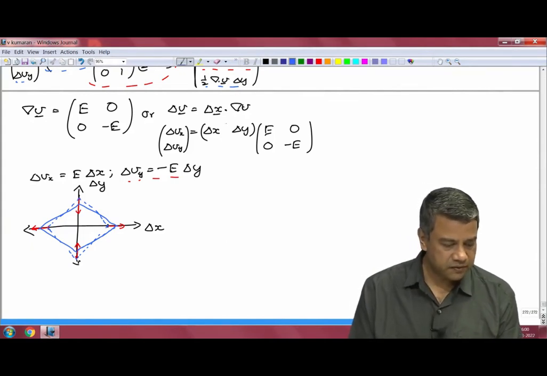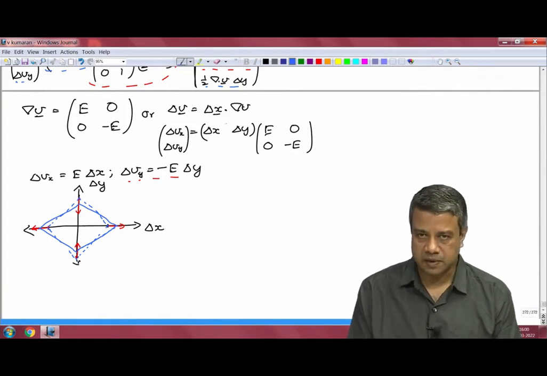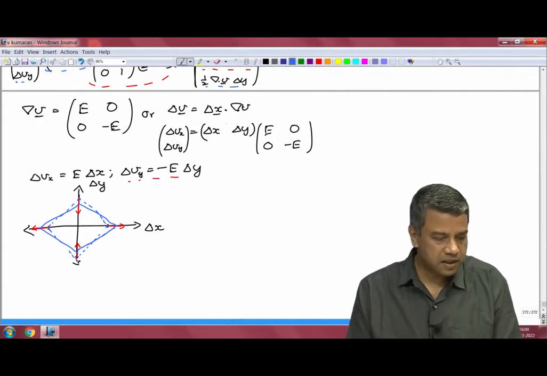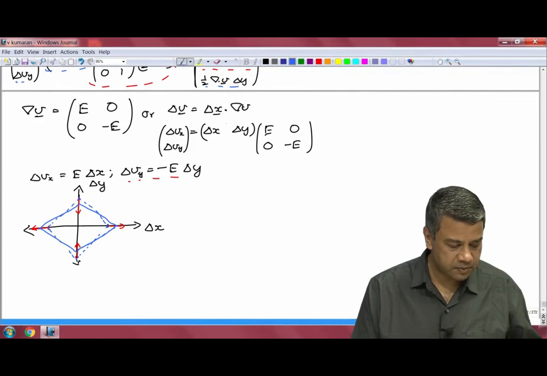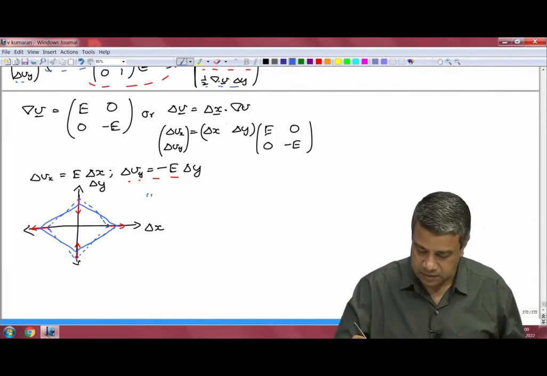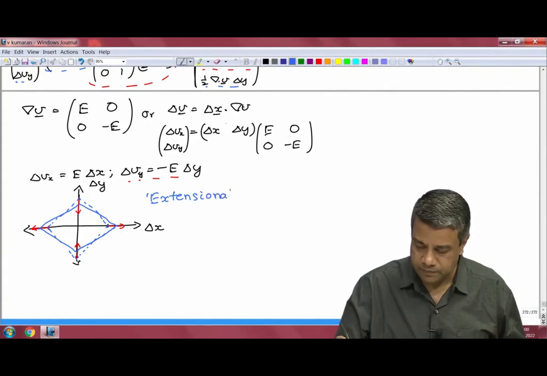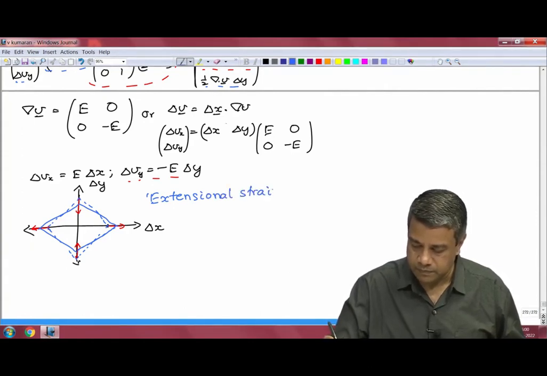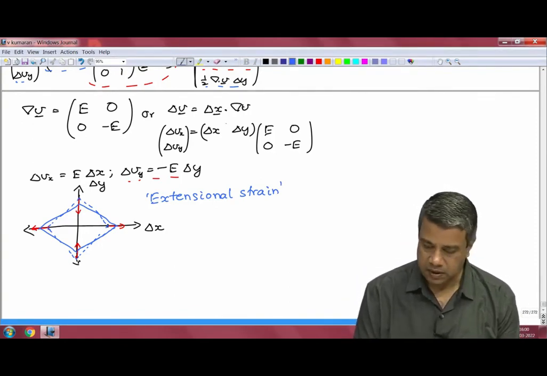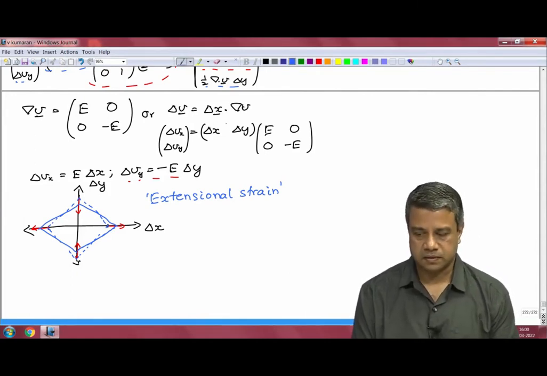So, this type of deformation, which is symmetric and traceless. Traceless so that there is no net change in volume. Symmetric, there is no rotation of the axis. There is extension along one axis and there is compression along the perpendicular axis. So, this is what is called extensional strain. So, this is in 2 dimensions.